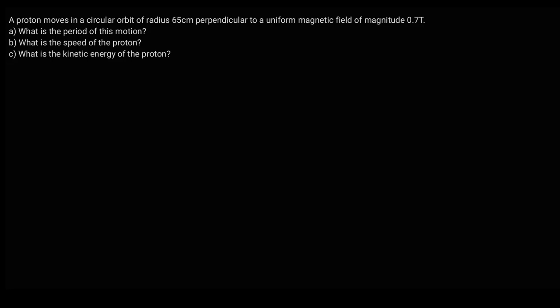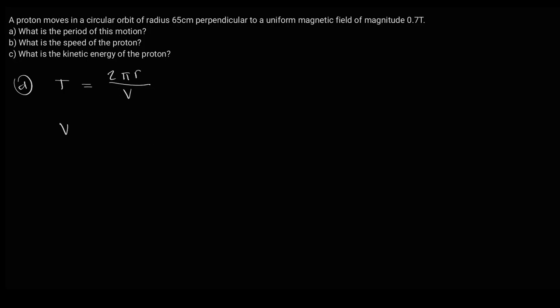So let's do another question. This question says a proton moves in a circular orbit of radius 65 centimeters perpendicular to a uniform magnetic field of magnitude 0.7 Tesla. Part A asks, what is the period of this motion? For part A, to find the period, we can use T equals 2 pi r over v. So we actually have to find v first.